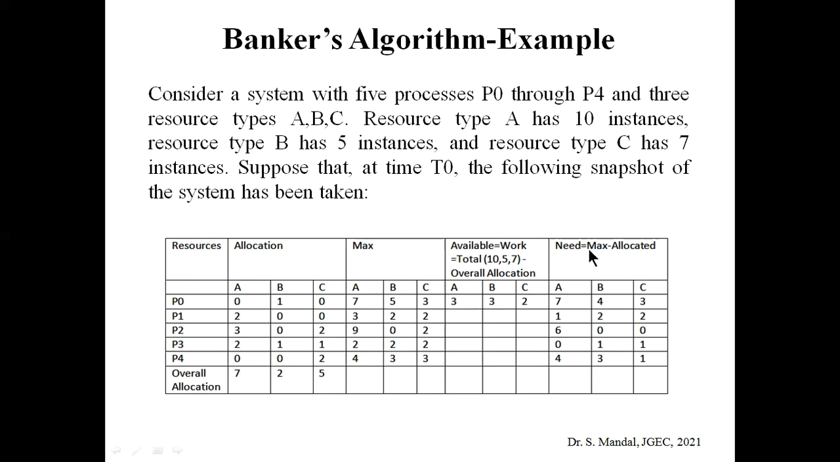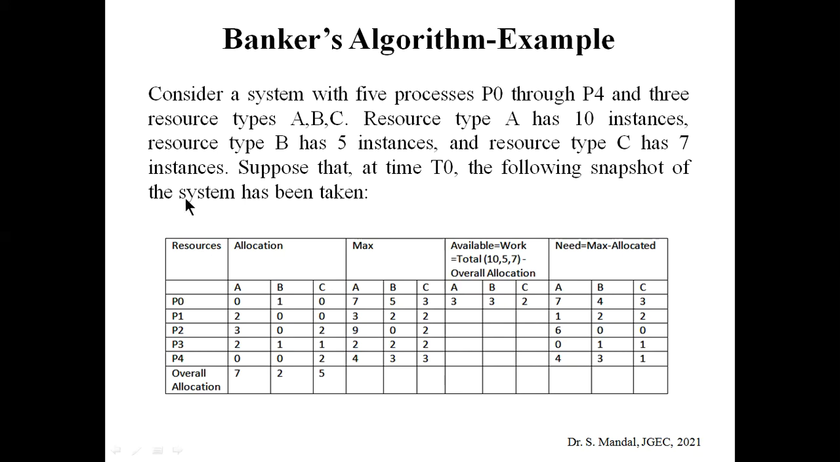Now we compute the need. How can we define need? We already defined that need is nothing but demand minus allocated, or max minus allocated. So here, taking max: 7 minus 0 is 7, 5 minus 1 is 4, 3 minus 0 is 3. Again, 3 minus 2 is 1, 2 minus 0 is 2, 2 minus 0 is 2. For the P2 process, 9 minus 3 is 6, 0 minus 0 is 0, 2 minus 2 is 0, and so on.